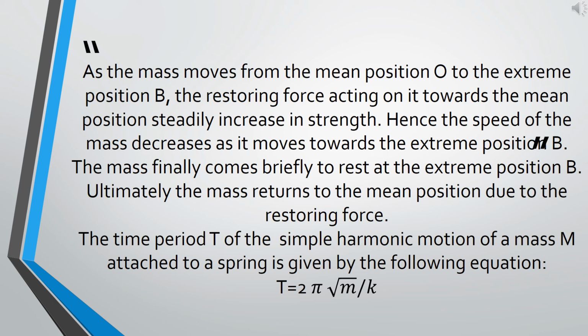So, the time period T of the simple harmonic motion of a mass m attached to a spring is given by the following equation. T is equal to 2π under root m over k.